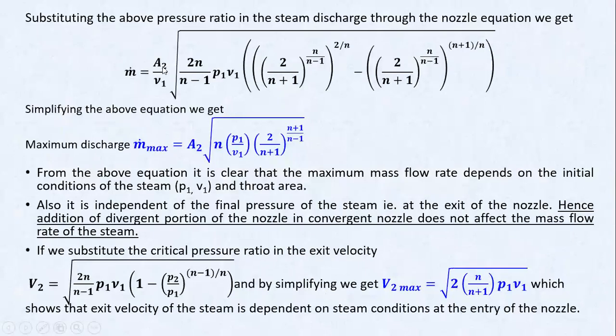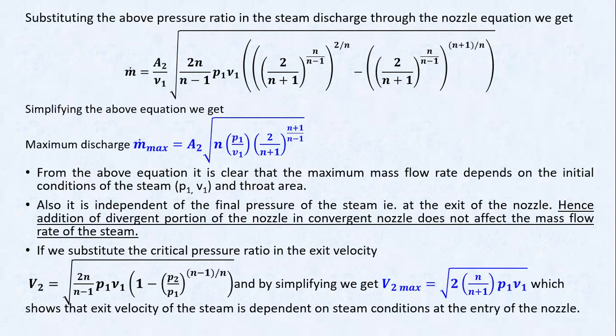So we'll get m dot is equal to A2 by v1 into, only that P2 by P1 is replaced by (2 by n plus 1) power n by n minus 1 for 2 by n. This is the mass flow rate, and on simplifying, we'll get the maximum discharge as m is equal to A2 into square root of n into P1 by v1 into (2 by n plus 1) power (n plus 1) by (n minus 1). So this is the expression for the maximum discharge.